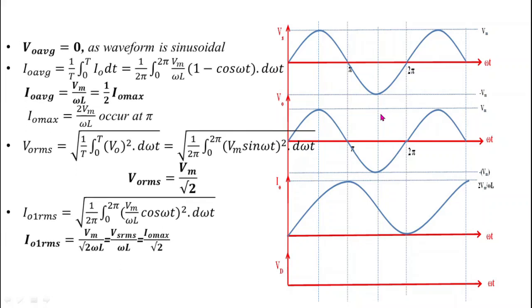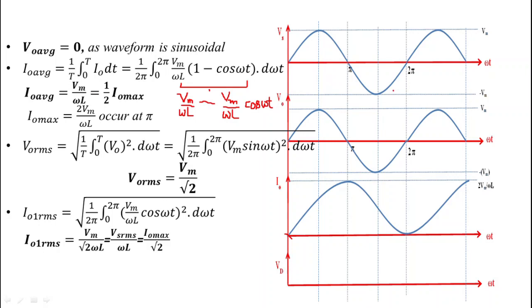First is average output voltage. Here I told you that average output voltage means the net area under the waveform. Here the positive area is equal to the negative area. That's why we get average output voltage equal to 0.